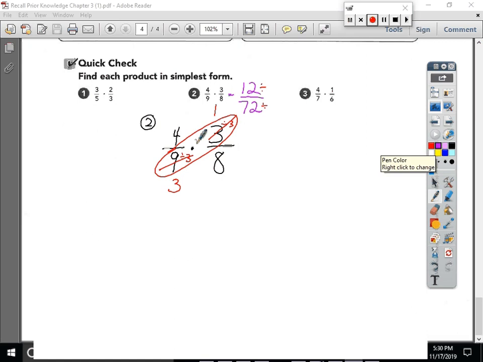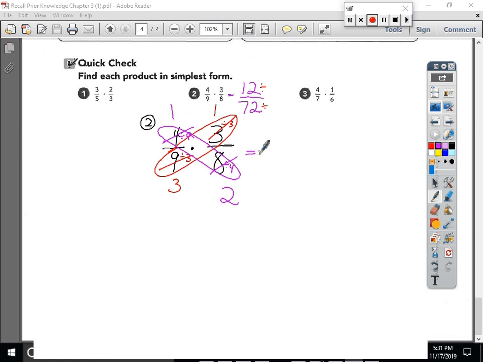We could also look across here at the 4 and the 8. 4 and 8, oh, they both divide by 2. They're both in the 2 row because they're both even. They're not in the 3 row. Oh, but they're both in the 4 row. I can divide them both by 4, the greatest common factor. 4 goes into 4 1 time, and 4 goes into 8 twice. And I'm really ready to multiply across.